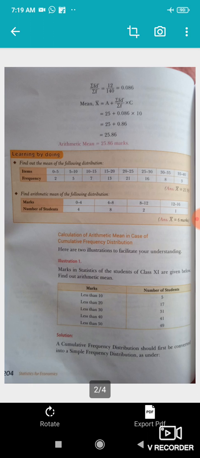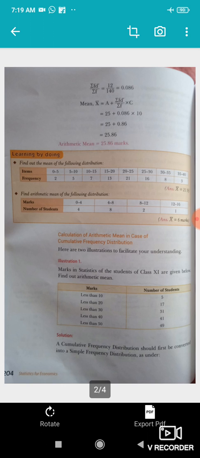And the formula for mean will be A plus summation fd upon summation f into c. A is the assumed mean, 25. So 25 plus 0.086 into 10, that is 25 plus 0.86. You have to apply the BODMAS rule here. First you will multiply and then you will add. First you have done division, then multiplication, then addition. Is it clear? Okay.